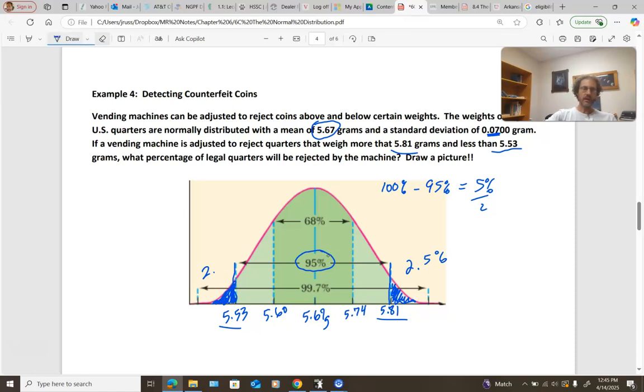And this is the way you have to figure these out. So in other words, the quarters that are below this value and above this value are 2.5 plus 2.5, which is a total of 5%. So 5% of the quarters will be rejected.